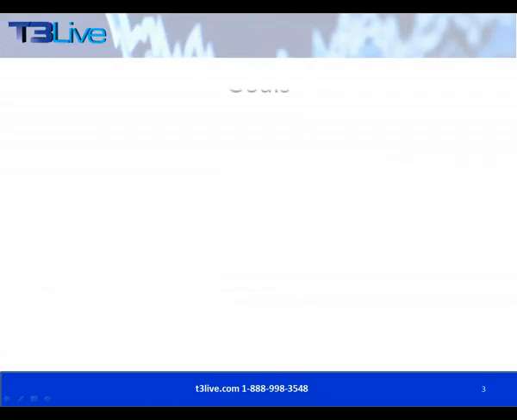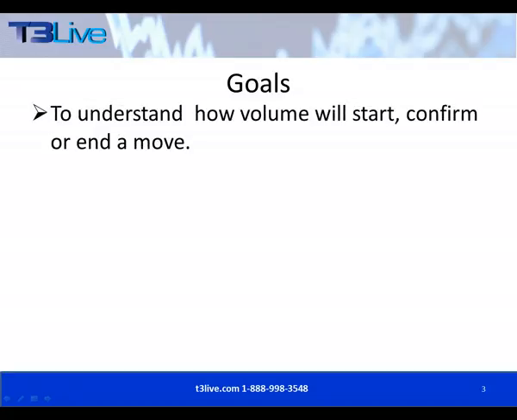All right, next, the goals for volume. Number one, understand how volume will start, confirm, or end a move. That's the part that you should write down out of everything that's going to be discussed here. The scenarios to look at in volume are how they will start, confirm, or end a move.